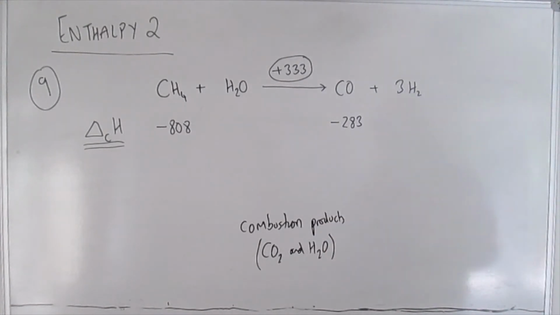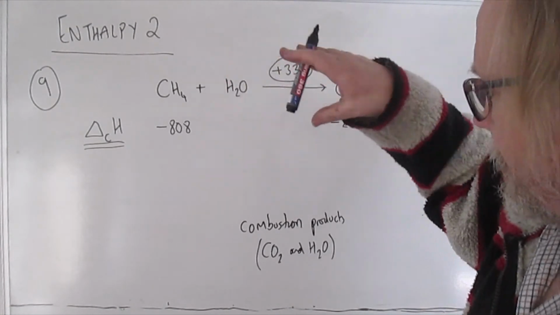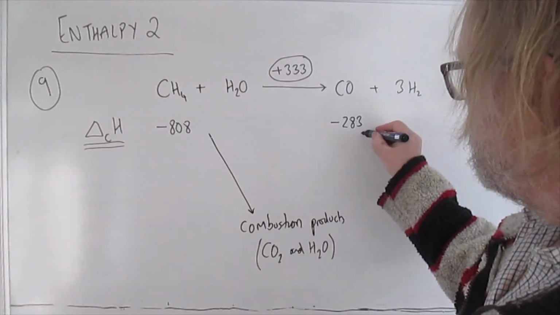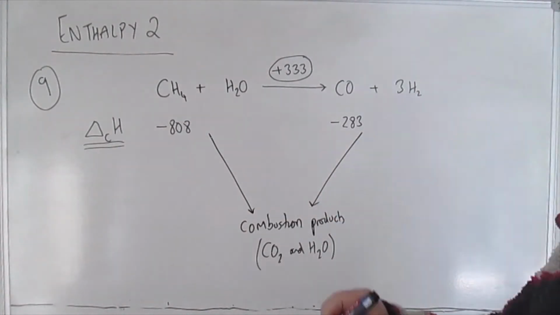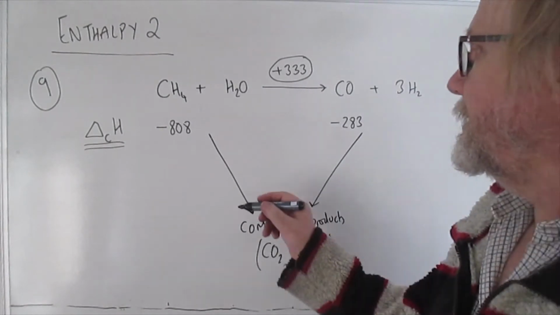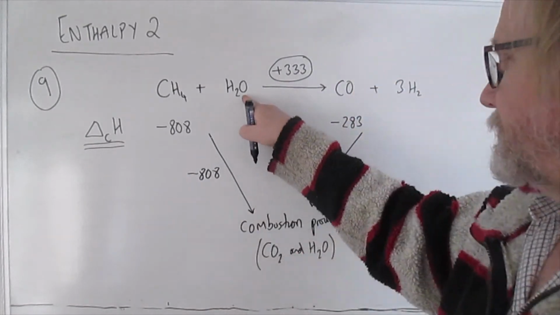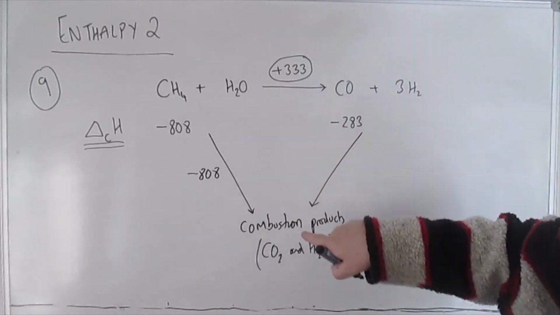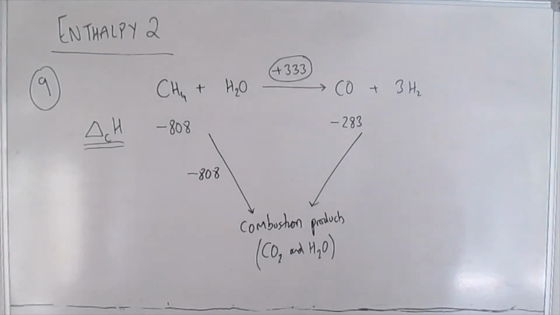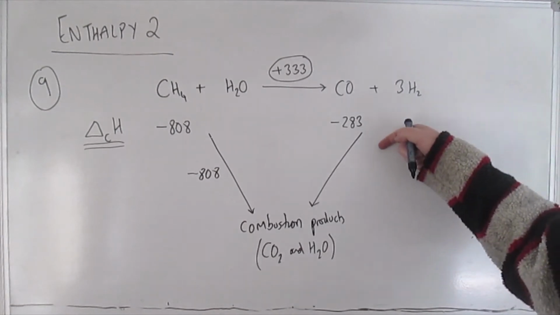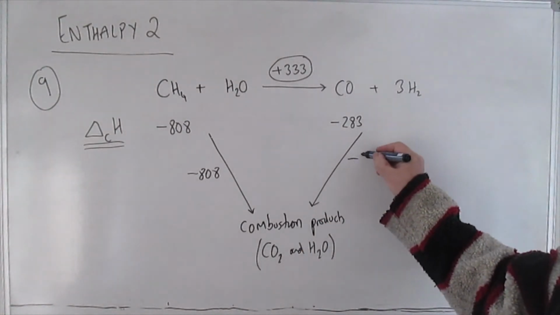So, again, begin just by constructing the cycle. So, remember, combustion means that you take these compounds and they burn and they turn into the combustion products. So the arrows go that way. Okay, so when you burn 1 mole of methane, it's minus 808. Water, of course, is one of the combustion products, so it's not changing and going from there to there, so there's nothing to worry about there, no contribution from that. Carbon monoxide is minus 283, so when you burn that and make CO2, that's minus 283.